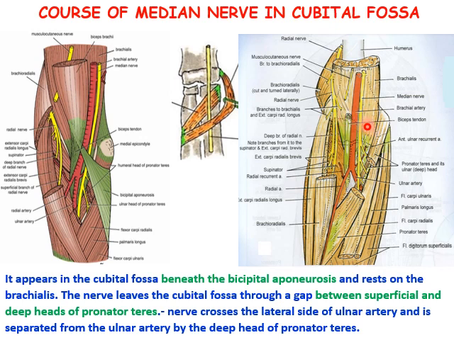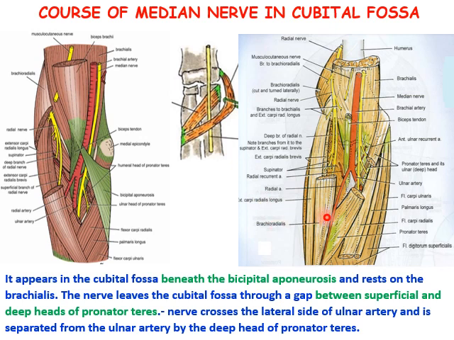So here in the cubital fossa, the median nerve, being medial to the brachial artery, rests on the brachialis muscle, and the nerve leaves the cubital fossa through the gap between the superficial and deep heads of the pronator teres. That means the median nerve passes between the two heads. Here it is diagrammatically represented, you can see. It passes between the superficial head, that is the humeral head, and the ulnar head, which happens to be the deep head of the pronator teres.